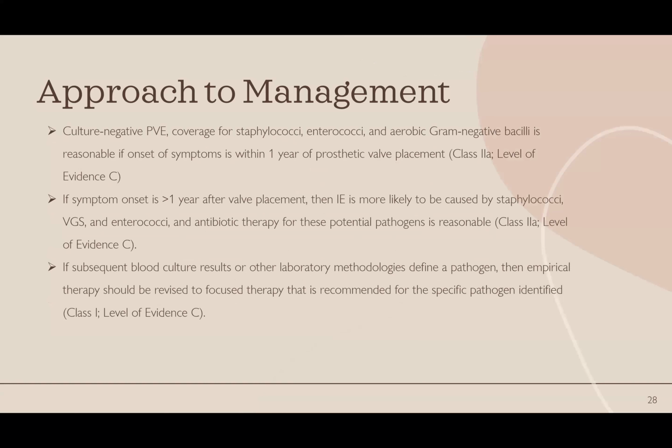In terms of culture-negative prosthetic valve endocarditis, coverage for staphylococci, enterococci, and aerobic gram-negative bacilli is reasonable if onset of symptoms is within a year of prosthetic valve placement. If it's more than a year, then IE is more likely to be caused by staphylococci, the viridans group of streptococci, and the enterococci, and antibiotic therapy for these potential pathogens is what's recommended. If subsequent blood culture results or other laboratory methodology defines a pathogen, then obviously empiric antibiotic therapy should be revised to focus on therapy that is recommended for that specific pathogen.